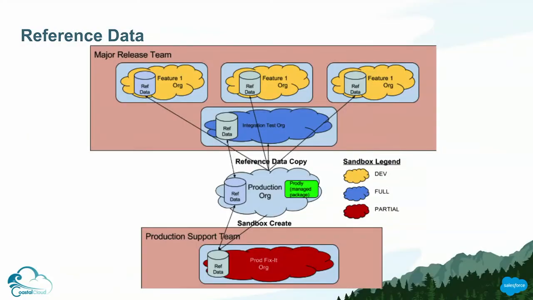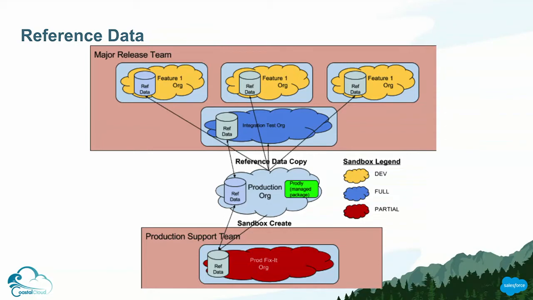So this is how we like to set up our environment topology using Prodly Moover. The green box in the middle there is a Prodly managed package. We install it one time in our production org, and it acts as a centralized console there. We can manage the movement of data between any of our orgs from that one place. The first thing we'll do is start by setting up our major release environments, so getting those 3 feature development orgs set up by taking Prodly Moover and copying the reference data from production into each of those feature orgs.